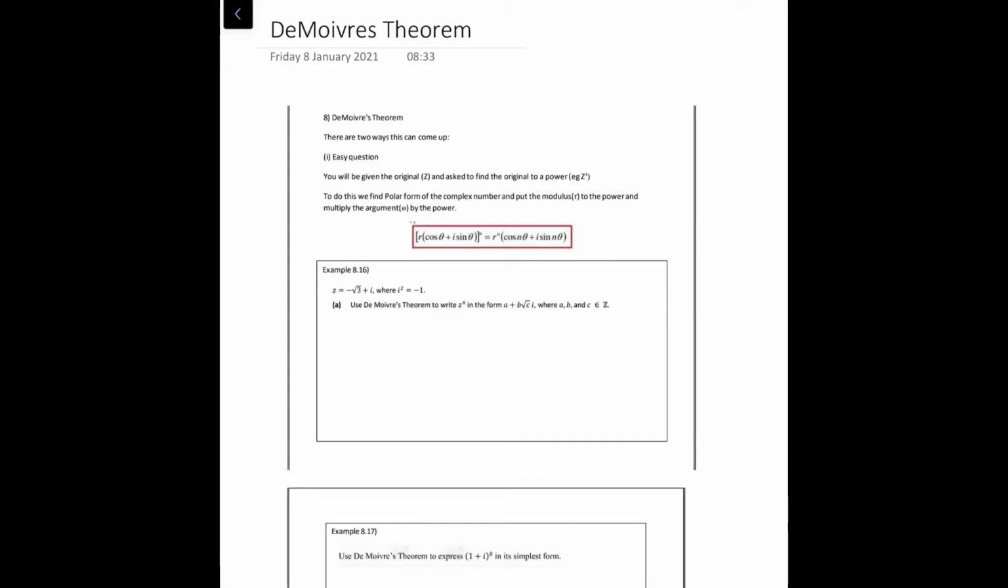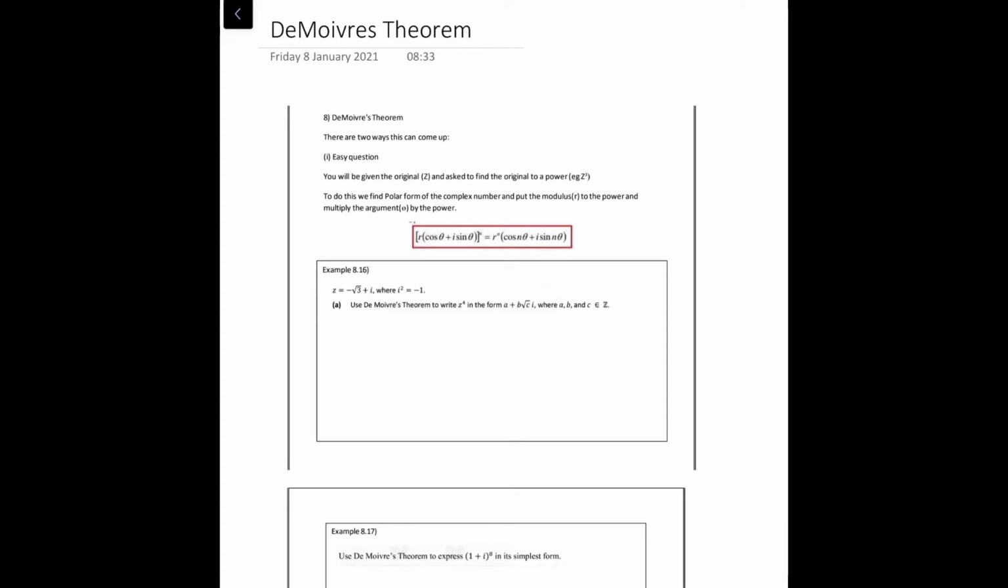This is going to take a look at De Moivre's theorem, two different types of De Moivre's theorem that can come up. The first one is the easier method. You're going to be given the original z and asked to find a power. So you're going to be given z is equal to 2 plus i. You're going to be asked to put z to a power of something.